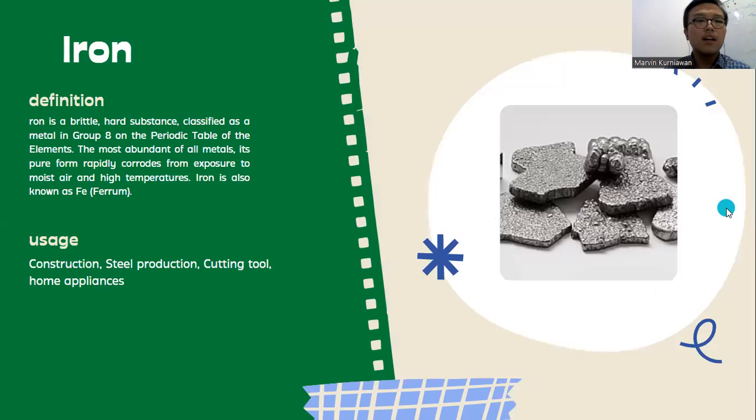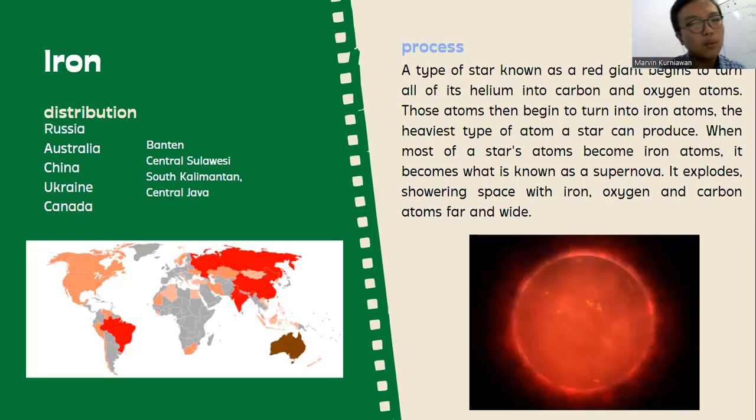Next, we have iron. Iron is a brittle, hard substance classified as a metal in group 8 of the periodic table. The most abundant of all metals is iron. Iron is also known as ferrum, or Fe in Latin. The usage of ferrum or iron is construction, steel production, cutting tools, and home appliances. The distribution in the world is in Russia, Australia, China, Ukraine, and Canada. In Indonesia, we find iron in Banten, Central Sulawesi, South Kalimantan, and Central Java.